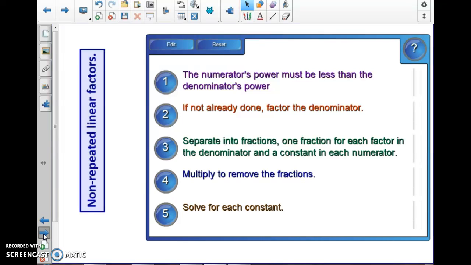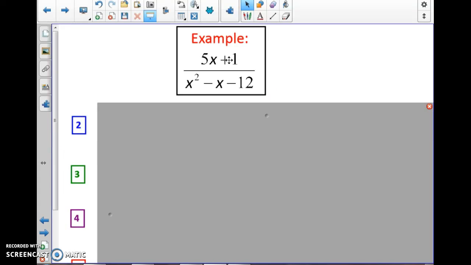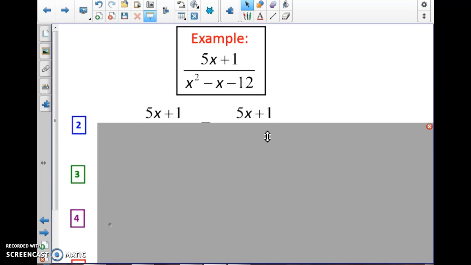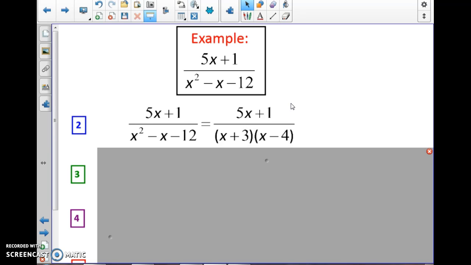Okay, so let's see an example of non-repeated linear factors. Here's the first example: 5x plus 1 over x squared minus x minus 12. Step 1 was to make sure the numerator's power was less than the denominator's power, which it is, so I don't even have to worry about step 1. Step 2 was to factor the denominator. When we factor the denominator, we get 5x plus 1 over x plus 3 times x minus 4. So what I have are two linear factors that are not repeated. Linear because it's x to the first power, and non-repeated because the factor itself is raised to the first power.